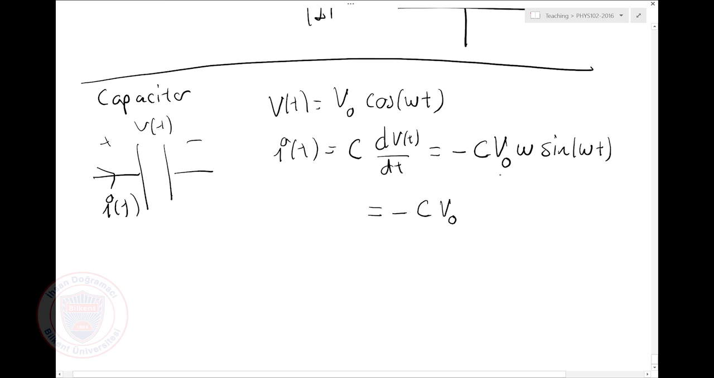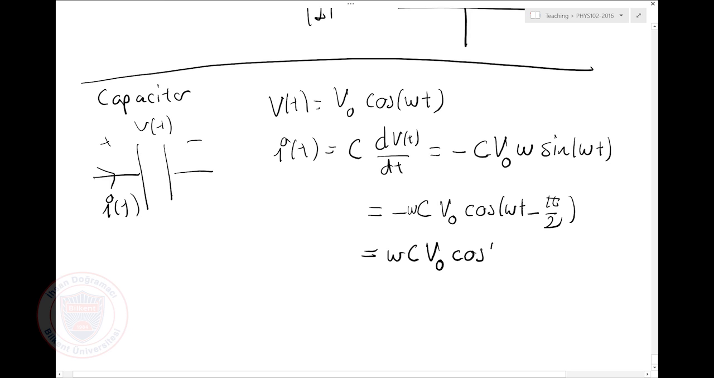How can I write sine omega t? So it's going to be minus omega C V0, and I'm going to write it as cosine omega t. Remember, I always want to write everything as cosine plus a phase. Cosine omega t minus pi over 2. Okay? And I want to express all my voltages and currents with a positive factor in front.